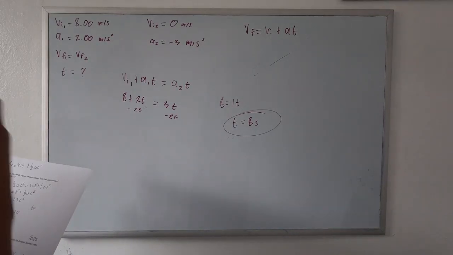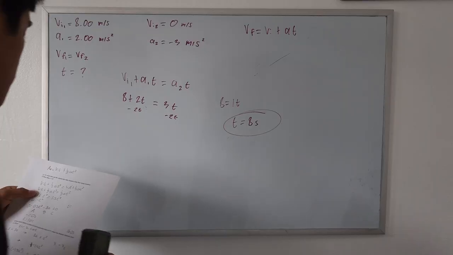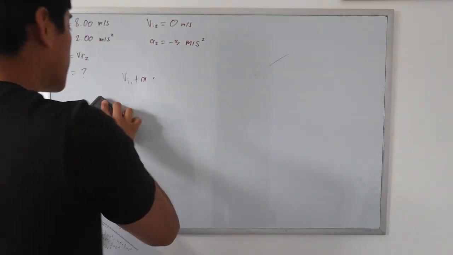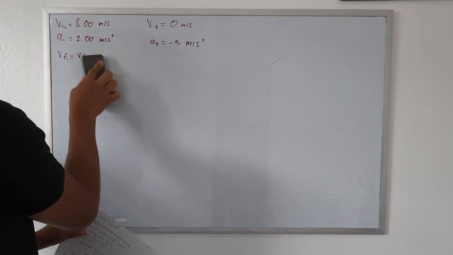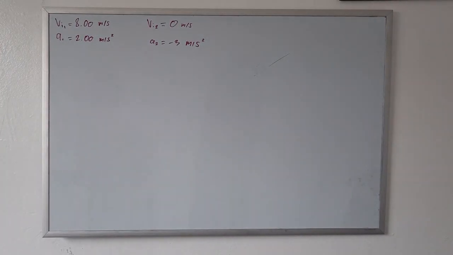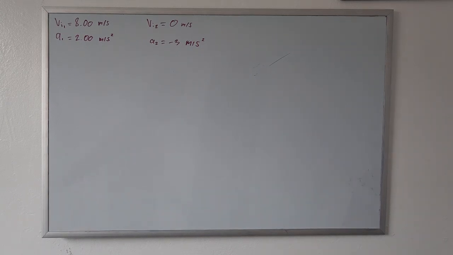The next question is asking us, at what time are the objects the same distance from their initial location? There's a key word in here: distance. So we're not taking into account the direction. We just care about the distance, so the magnitude.